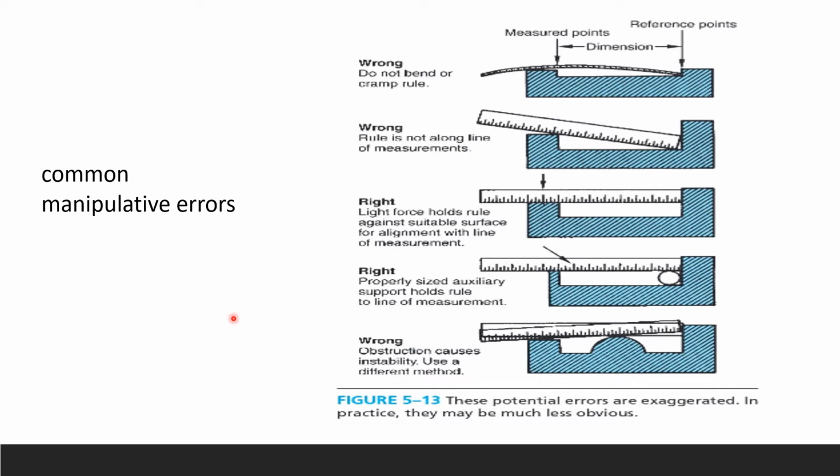Here are the common manipulative errors. Here this is wrong, do not bend or cramp, okay? And here this is also wrong because the rule is not along the line of measurement. These are all right, and this one is wrong because you have an obstruction here. In this way of measurement, both of them are correct. And here we're using the support. And here the line force holds the rule against the suitable surface for alignment with the line of measurement.